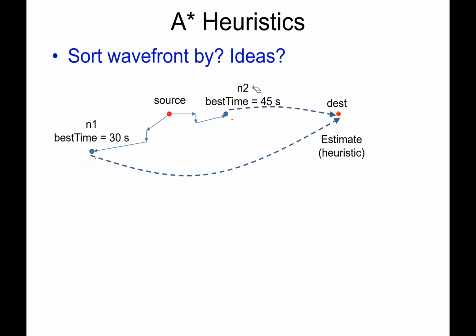Okay, so we've got to change something. We have to change how we sort the wavefront so that if we think N2 is a better solution, that's the next one we look at. What should we do so that's the next one we take off the wavefront? It doesn't have to be a lot of code. We just want to change how we're going to sort the wavefront.